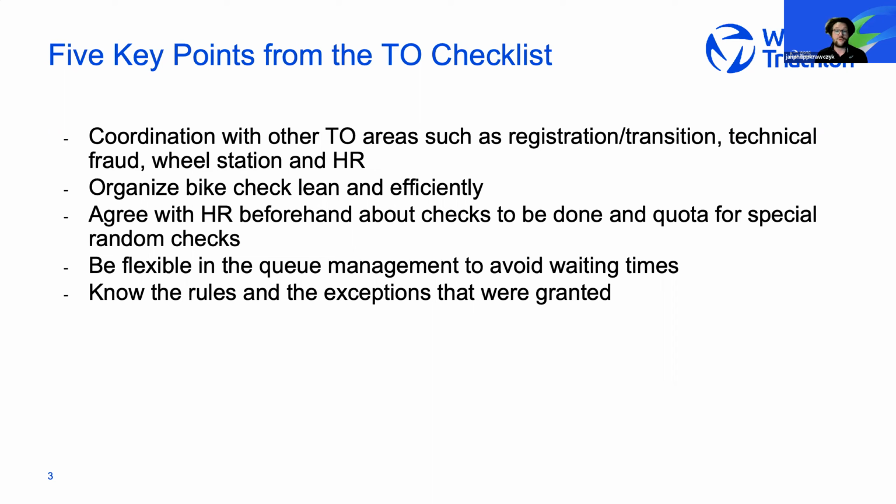And you have to know the rules and the exceptions that were granted. I'm coming back to the settled position, for example. We've got the settled position in the rule book. You need to know what it is. You need to know how to measure it. At the same time, you need to know the exceptions that were granted by World Triathlon and for which athletes those exceptions apply, in order to make sure that you do the real check and the right checks at the right point with the right decisions.